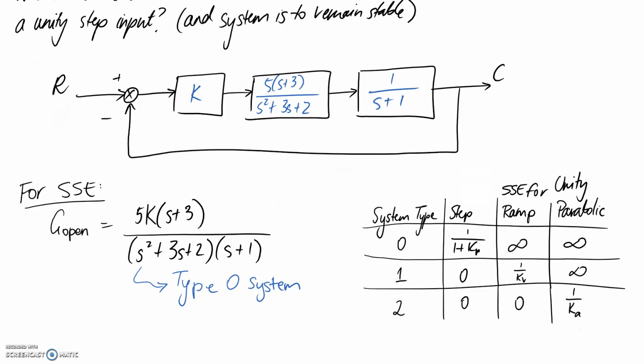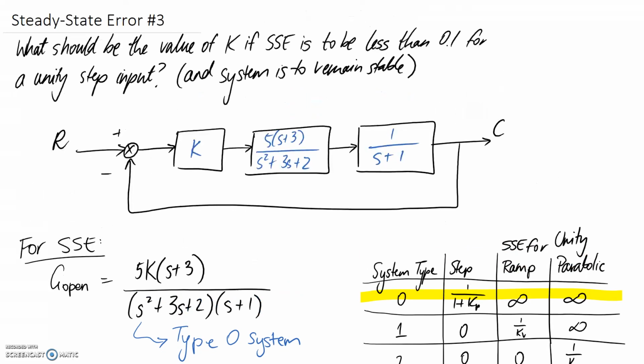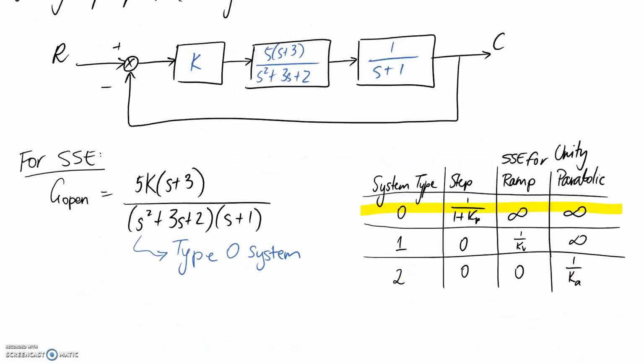Alright, so I've pasted in the little table here. We're focused on a type 0 system, so that's going to be this row. And we're looking at a unity step input, so that's going to be this column. So this here is the cell that we need to evaluate. We can see it's the one that's got a finite value, so we're actually going to have to go to the effort of calculating our Kp error constant and then using this equation to convert that into the steady state error. So let's go calculate Kp.